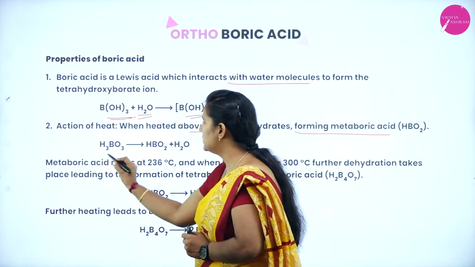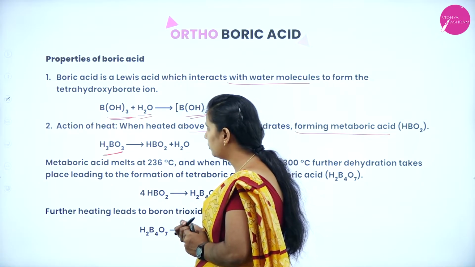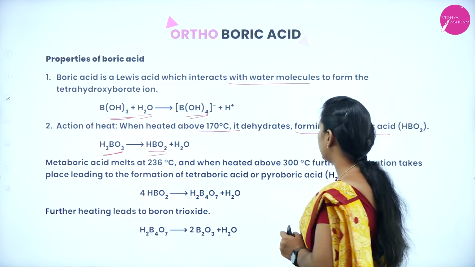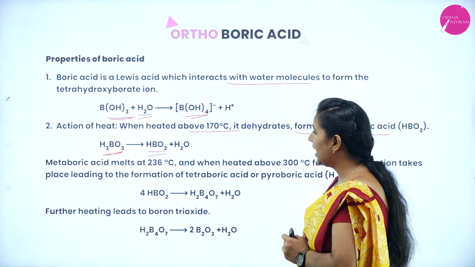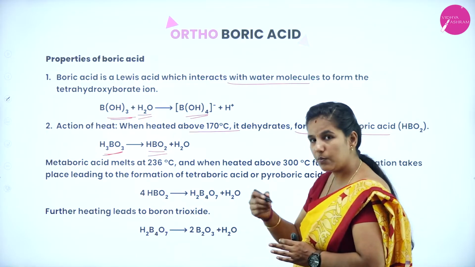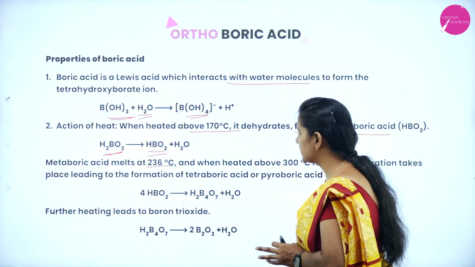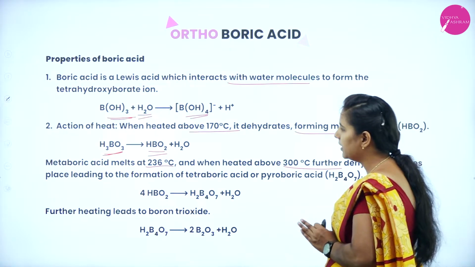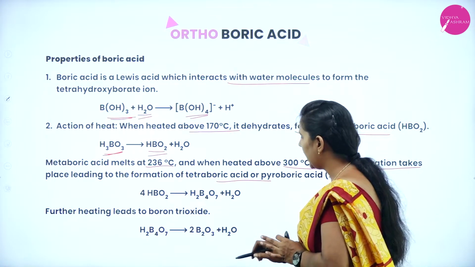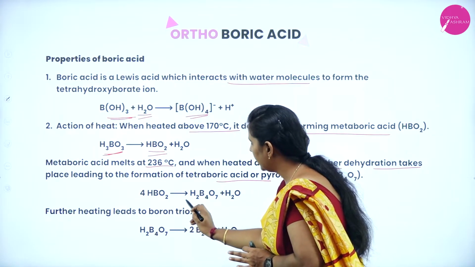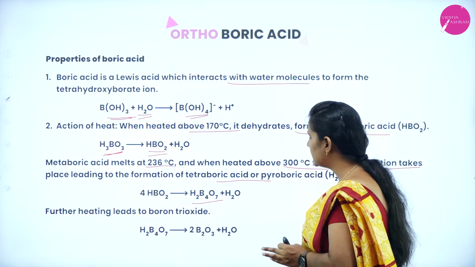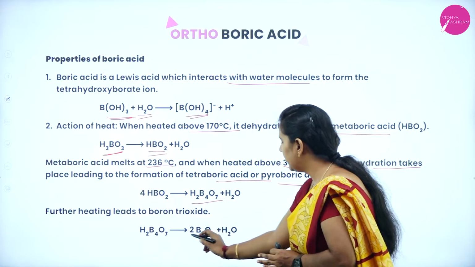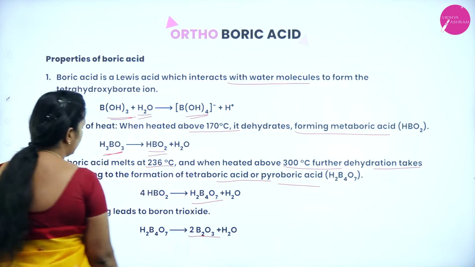You can see that this is H3BO3, that is orthoboric acid. Upon heating, it forms HBO2 with the formation of water molecules. This is nothing but metaboric acid. The metaboric acid, upon further heating at 276 degrees Celsius, up to 300, dehydration takes place, leading to the formation of tetraboric acid. You can see that upon further heating, it forms tetraboric acid, which is also known as what? Pyroboric acid. Upon further heating, it gives rise to B2O3, that is boron trioxide.